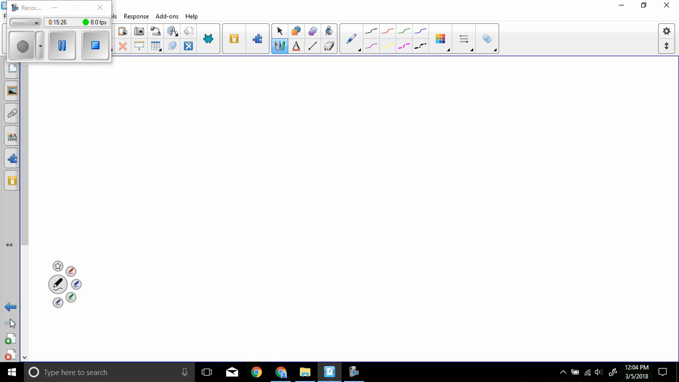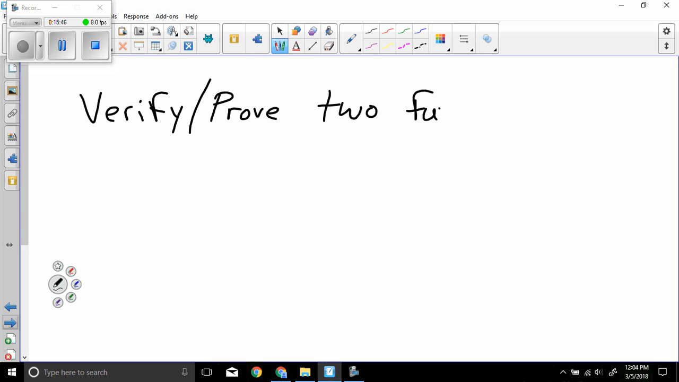The next thing that I'd like to do is I would like to prove or show if two things are inverses. So verify/prove two functions are inverses.